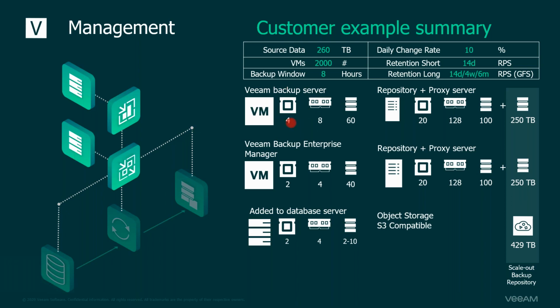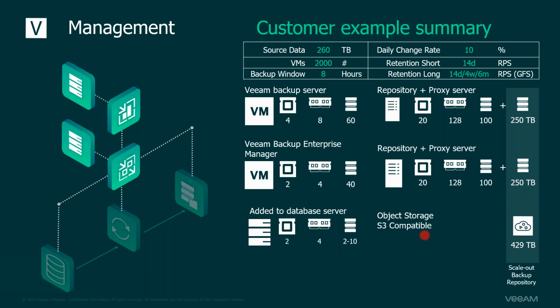We kept the recommended defaults of 4 CPU, 8 gig of RAM. Same with the Enterprise Manager, 2 and 4 for our defaults, monitoring that to see if we were going to need to consume more resources or not. We're using an existing SQL database server, so we informed them of the additional load that might be needed on there, 2 CPU, 4 gig of RAM potentially.